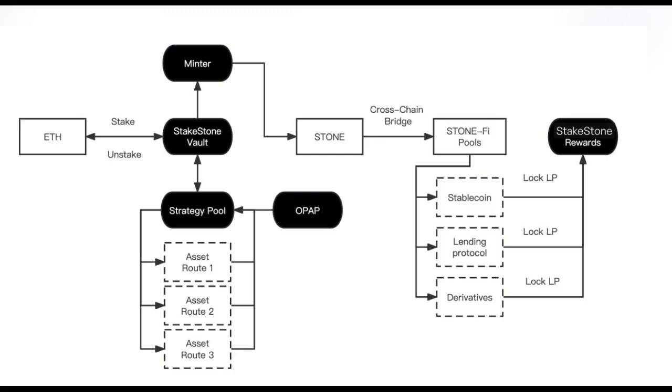So you get your LP tokens from providing liquidity, and then you can choose to lock those within the StakeStone protocol itself. And that gives you extra rewards on top of the normal LP fees. That seems to be the incentive. It likely helps secure liquidity for Stone across chains and adds stability to the system.